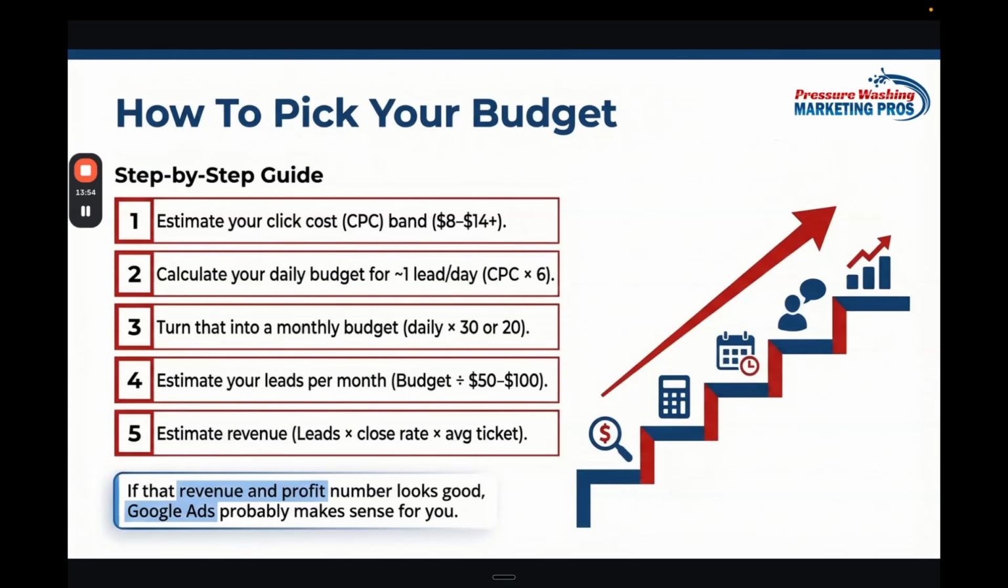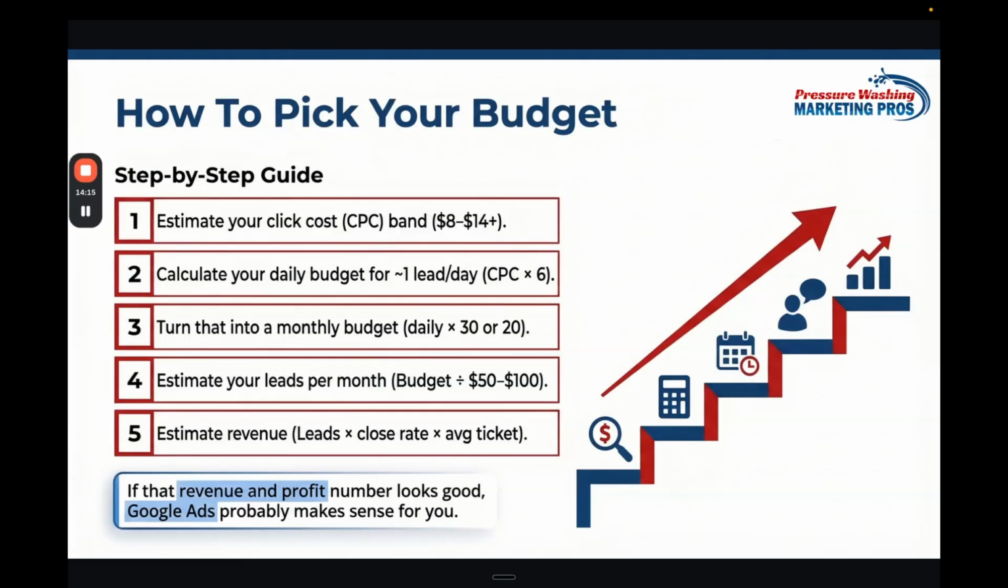Whether you're going to run it all month, which if I was at $60, let's say, and I'm running it all month, that's $1,800. Or if I'm only running it on weekdays, that same $60 is only going to cost me $1,200 instead of $1,800 because I'm only running on the weekdays. And then you want to estimate your leads per month. And that's really just going to be your budget.